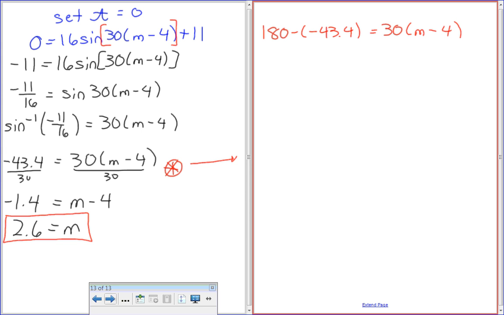Okay. So 180 minus 43.4, I can't do that in my head. If I could, it'd be 223.4 equals 30 minus 4. Okay, all right, next step here is going to be what? Okay, what step, please?